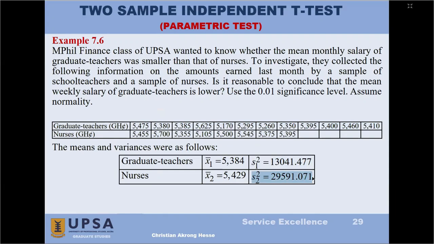Okay, sir. You don't need to worry. But if the standard deviation is given, you need to square it.